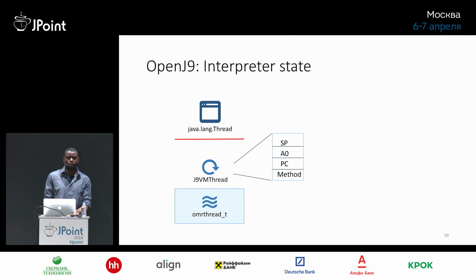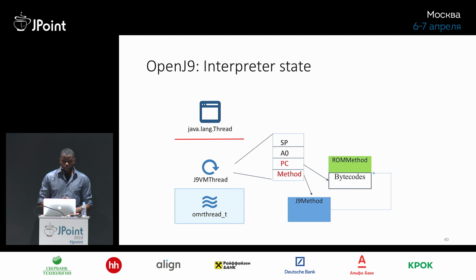So how do threads and the interpreter interact? Each J9 VM thread is basically an interpreter instance. It maintains state to describe the execution of that current thread. It keeps track of interpreter variables like the SP, the PC, and the method. The method is a pointer to the current J9 method. As I said earlier, the J9 method points to the bytecodes. So it's just one more step and we can get to the bytecodes. The PC points to the currently executing bytecode.